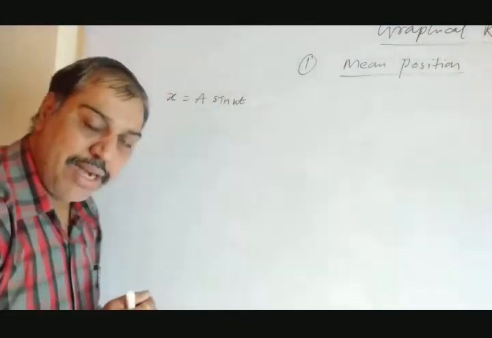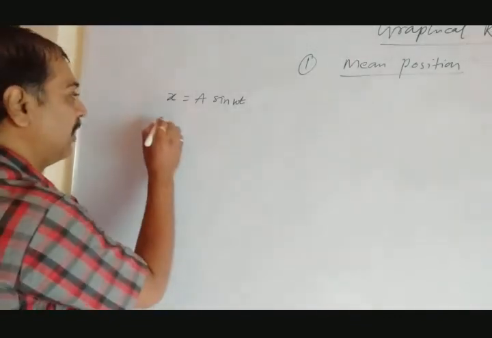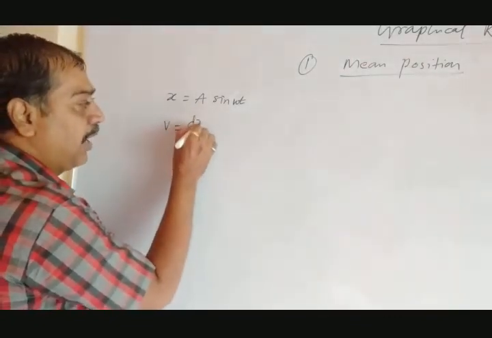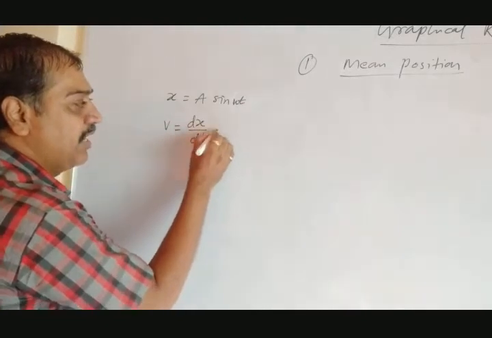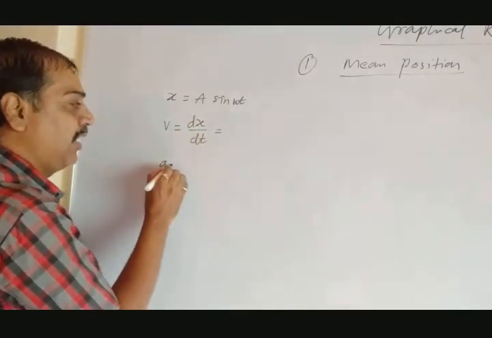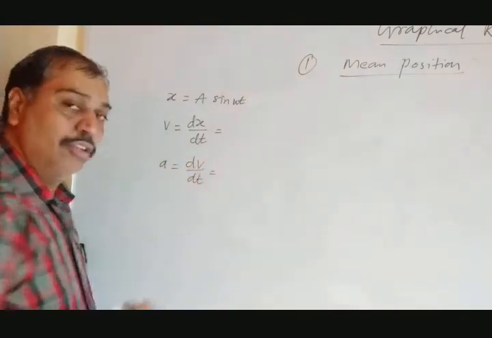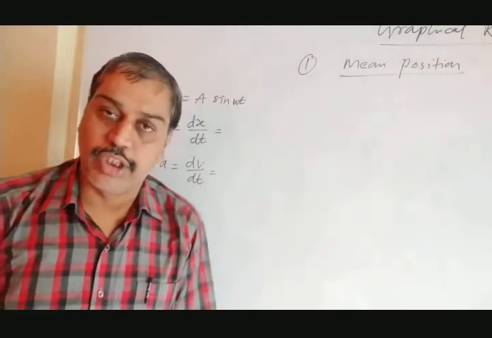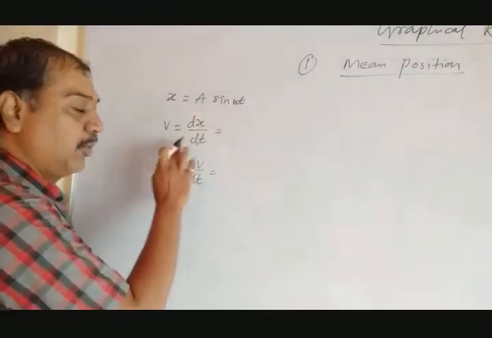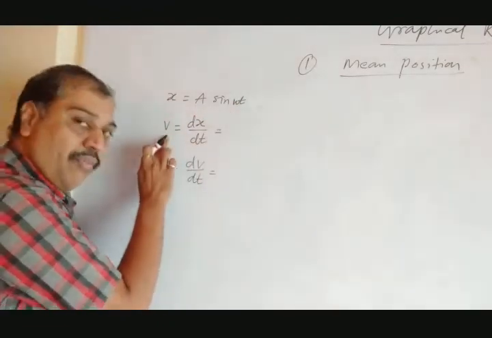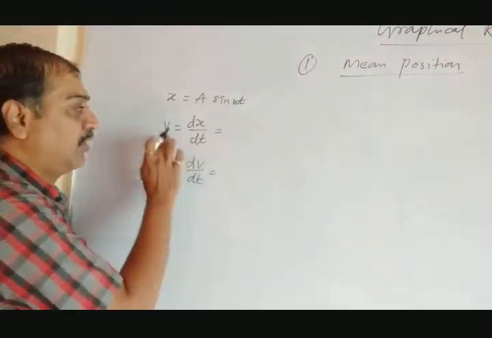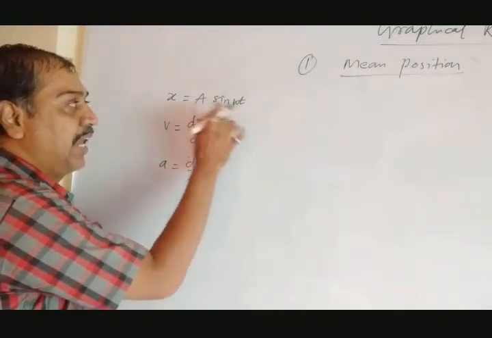Once we know the displacement, you can find out the velocity. So velocity equals the rate of change of displacement, dx by dt, and acceleration is equal to the rate of change of velocity with respect to time. In this situation, it is very simple to understand. Just find its derivative, you get velocity. Find the derivative of velocity, you get acceleration. So find out the velocity, that is the derivative of this.